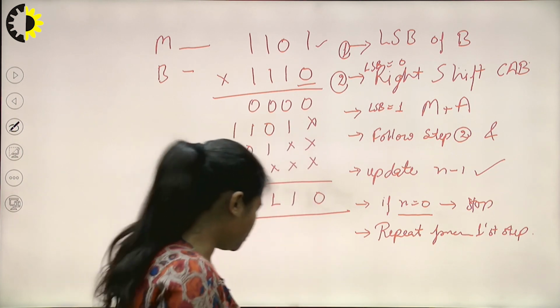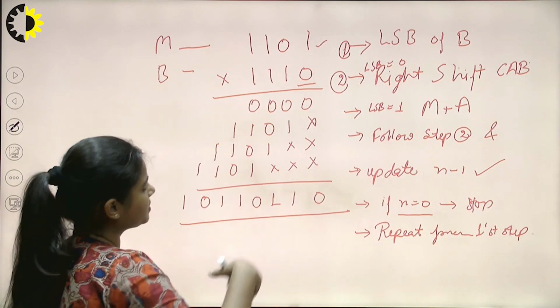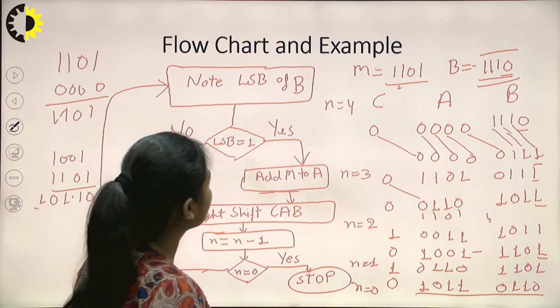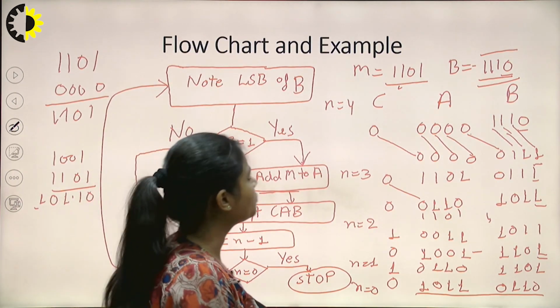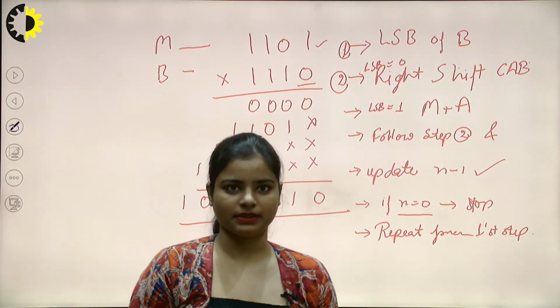Okay, so you can see that the complete flowchart has some steps. You can see over here, and this is our complete flowchart and example with these steps in the add shift method. Thank you.